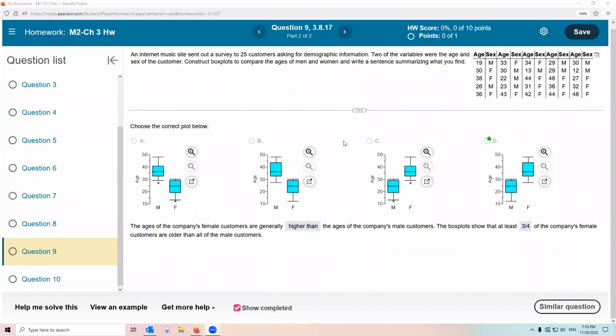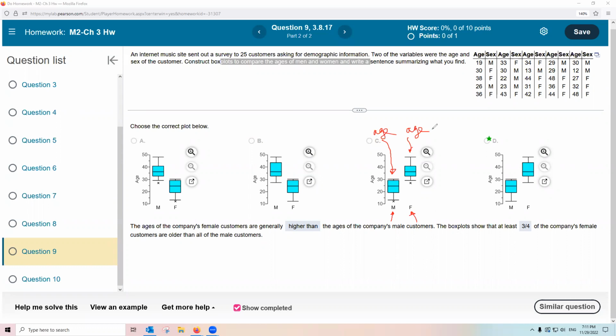All right, folks, let me come here to question 9. This one says, send out a survey to 25 customers again. And now they recorded the age and gender of the customer. Then it says, construct box plots to compare the ages of men and women. So what they want is a side-by-side box plot where the left side is males and the right side is females. So this is a box plot for the age of males. This is a box plot for the age of females.